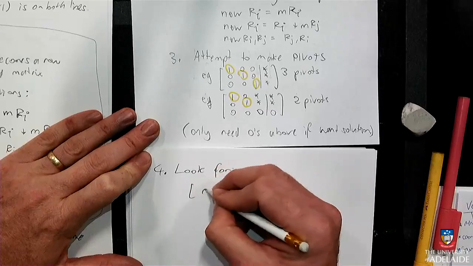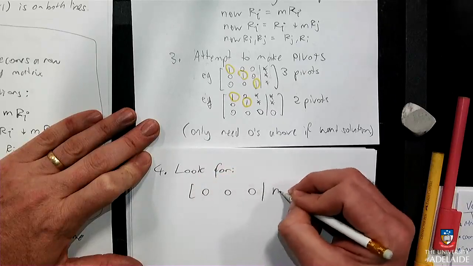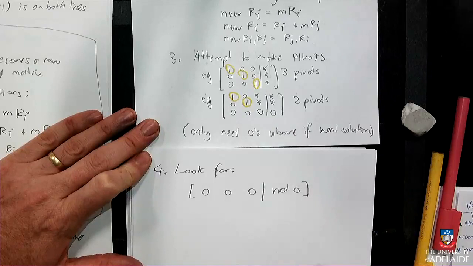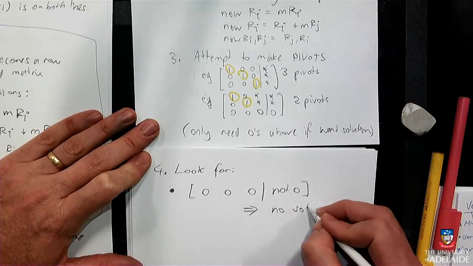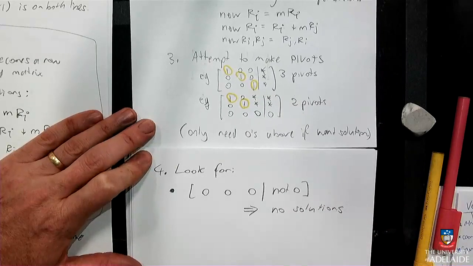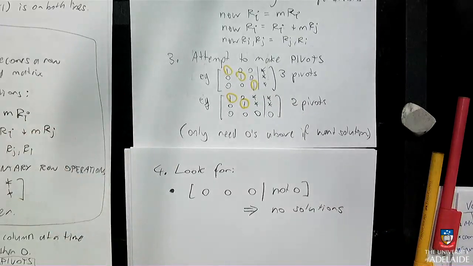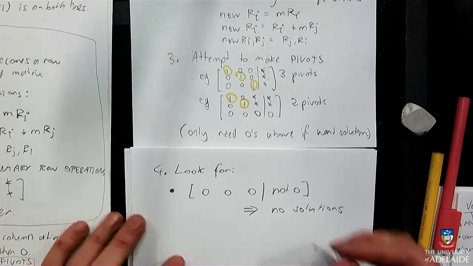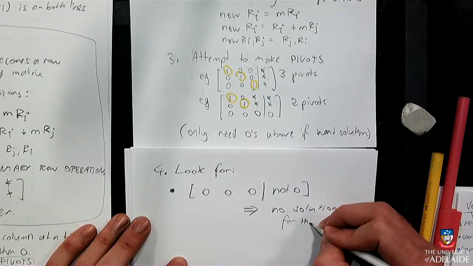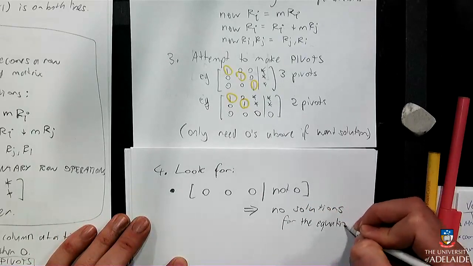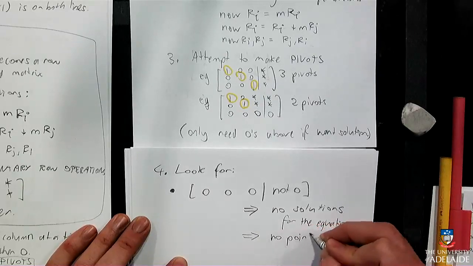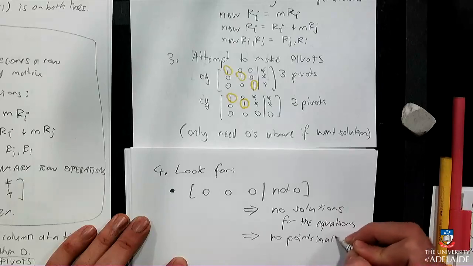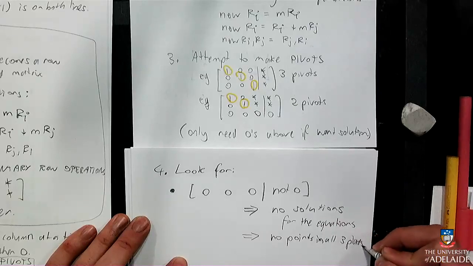Now we know that if you get any row at any stage, which is this, then there's no solutions. Okay? So solutions are referring to the combinations of x, y, and z that are possible. No solutions for the equations, which means no points in all 3 planes.